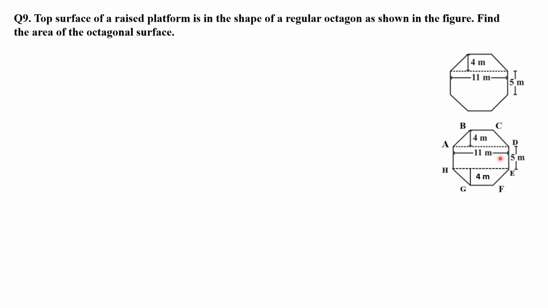So my measure of parallel side is also given and the height is given as 4 meter. So from here I can write this is also 5 meter. This is also 5 meter because it is a regular octagon, right? So all the sides will be of same measure. Now let's find the area.